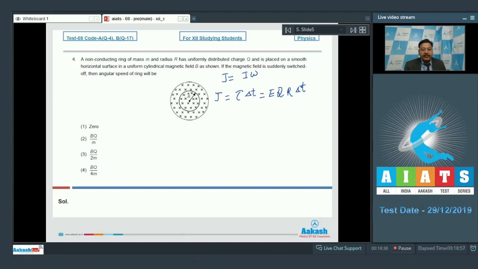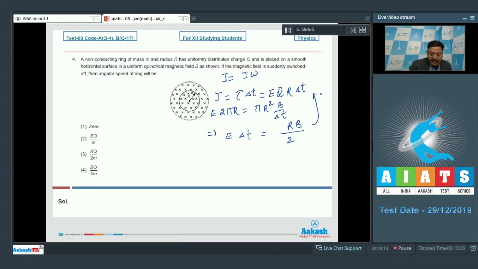Now how to get electric field? We know that E into 2 pi R in this case is equal to the rate of change of flux, which is pi R square B by delta t, and that means we have E into delta t simply equal to R B by 2. So we have E delta t equals B R by 2, and we can of course substitute it here.